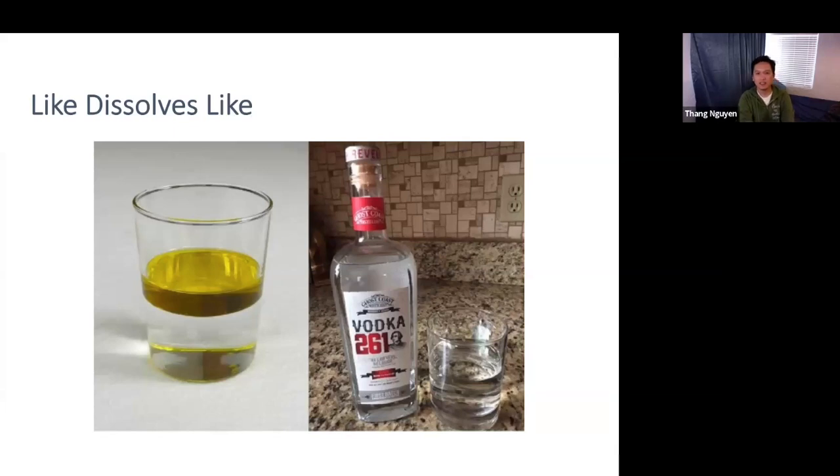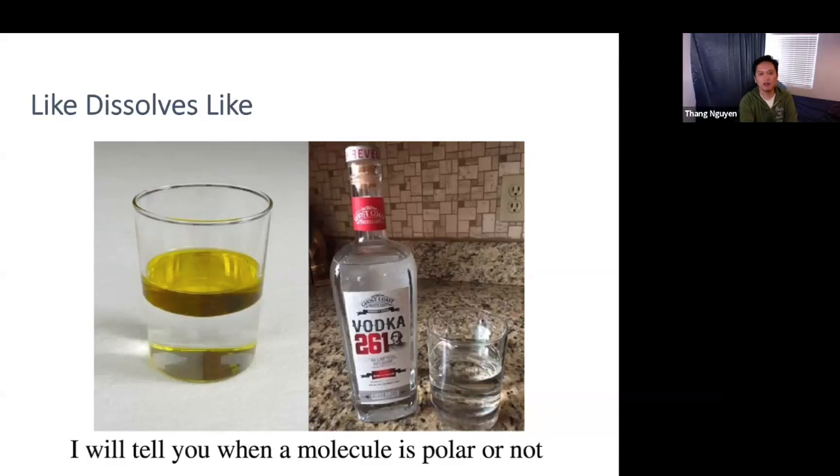Okay, so that illustrates the idea of like dissolving like. And again, I will never ask you to determine if a molecule is polar or non-polar. I will tell you, and then you would have to apply this rule to it.